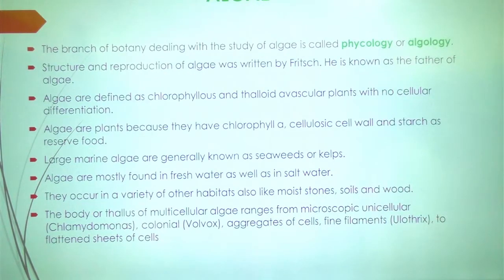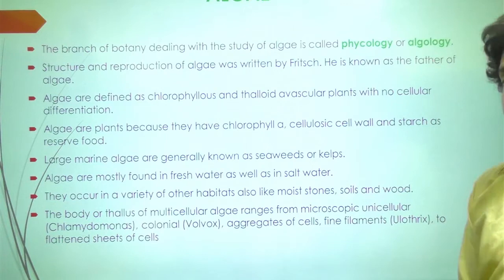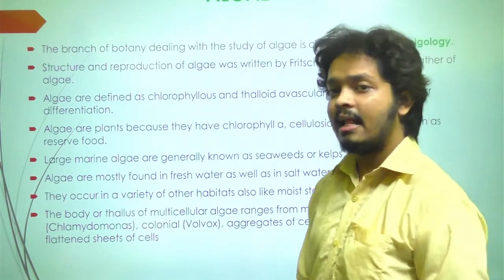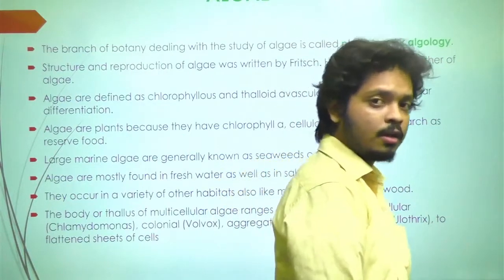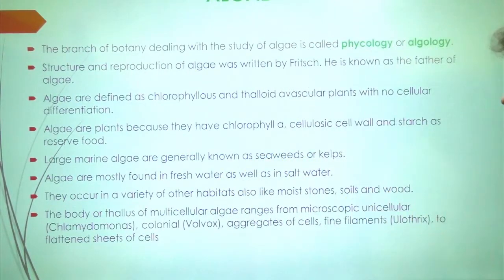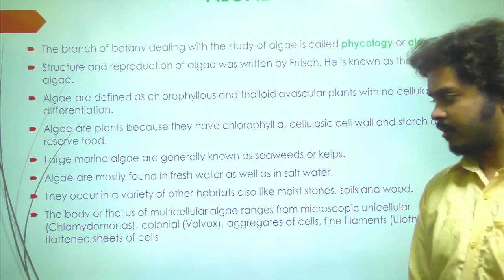Algae are mostly found in fresh water as well as in salt water. So you will find algae everywhere. You will find them in fresh water, you will find them in salt water, you will also find them in terrestrial conditions. They occur in a variety of other habitats like moist stones, soils and wood.